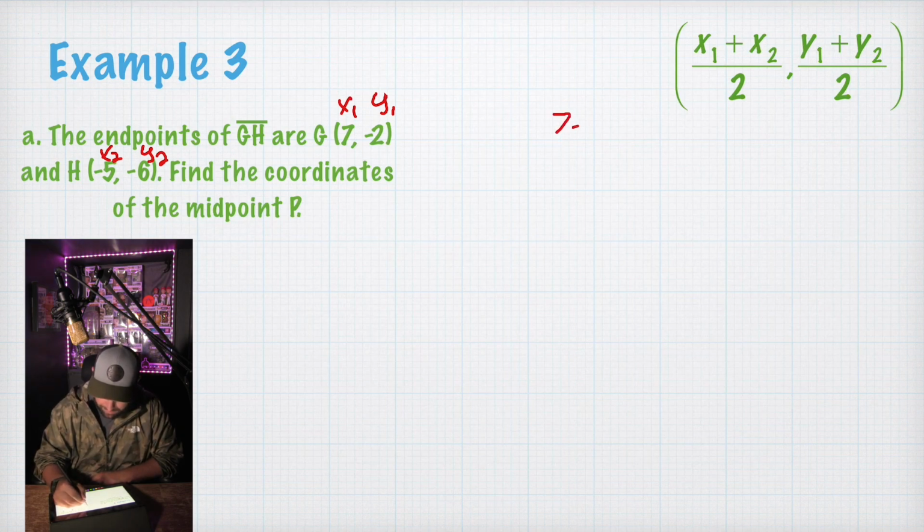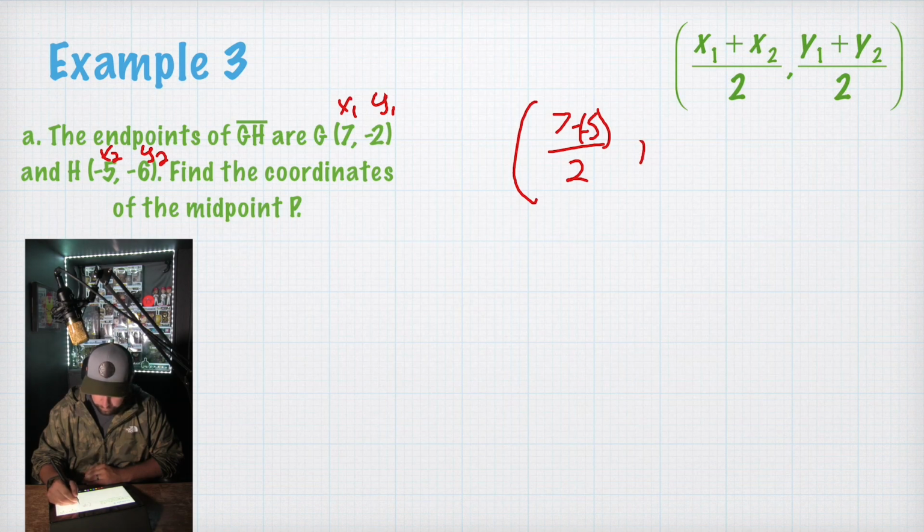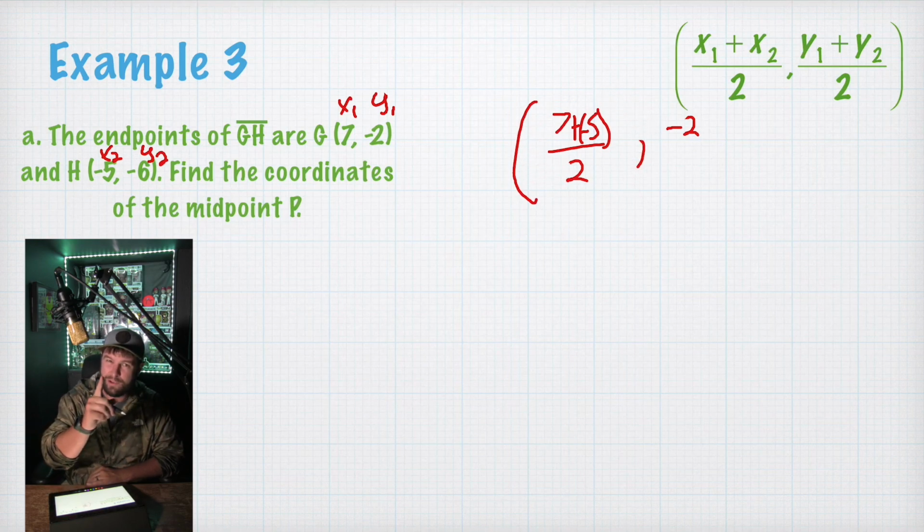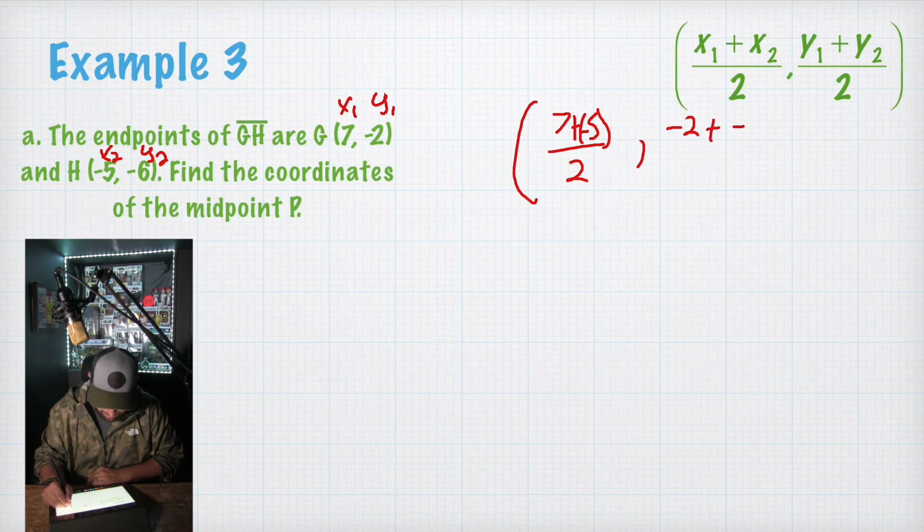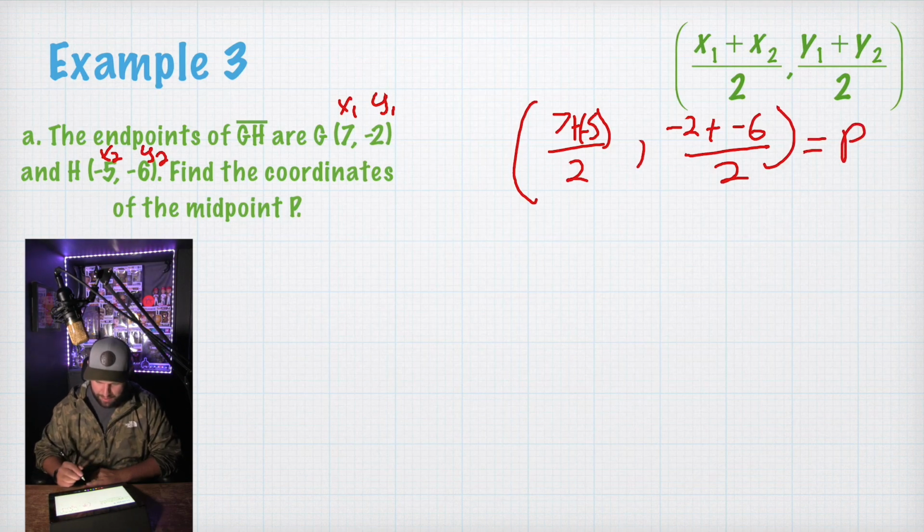So (7 minus 5) over 2. Oh, 7 minus 5, sorry, over 2, comma, minus 2, oh, not minus, sorry, this is 7 plus negative 5. You gotta watch me on that stuff, okay? Negative 2 plus negative 6 over 2, okay? And that's gonna equal our midpoint P.